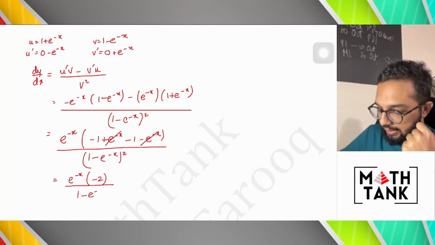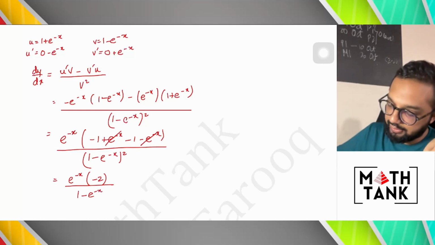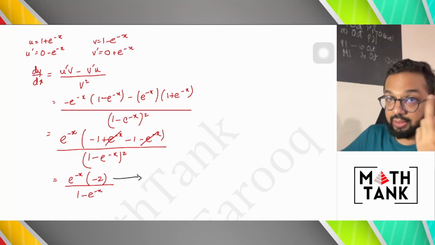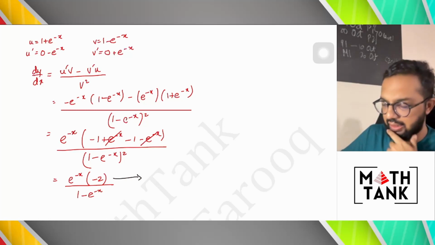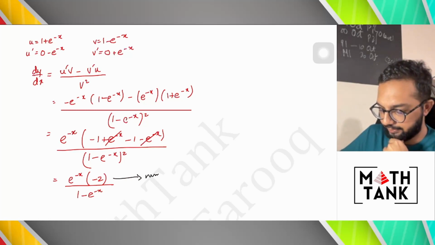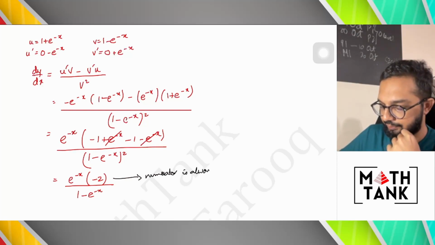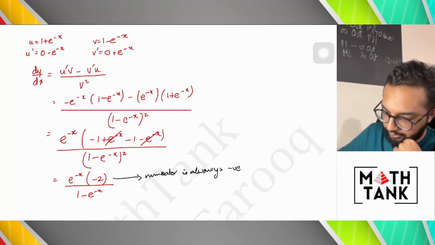So can I then say that if I want to prove that dy by dx is always negative, I can say that the numerator is always negative. And since I have a square in the denominator, it is always positive.